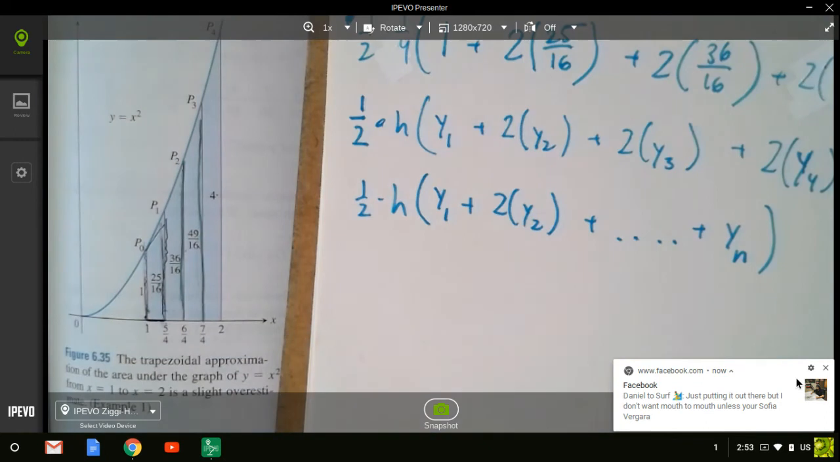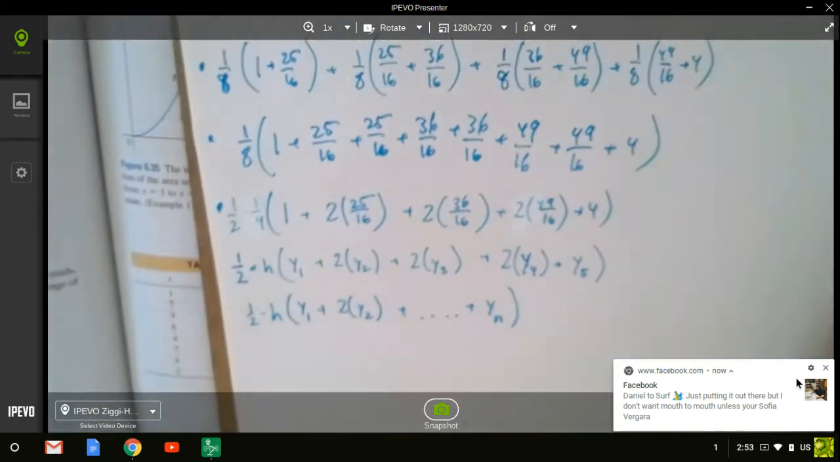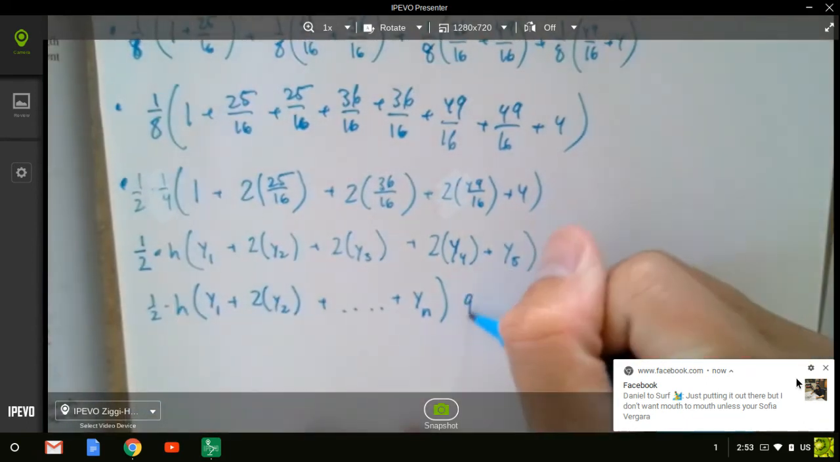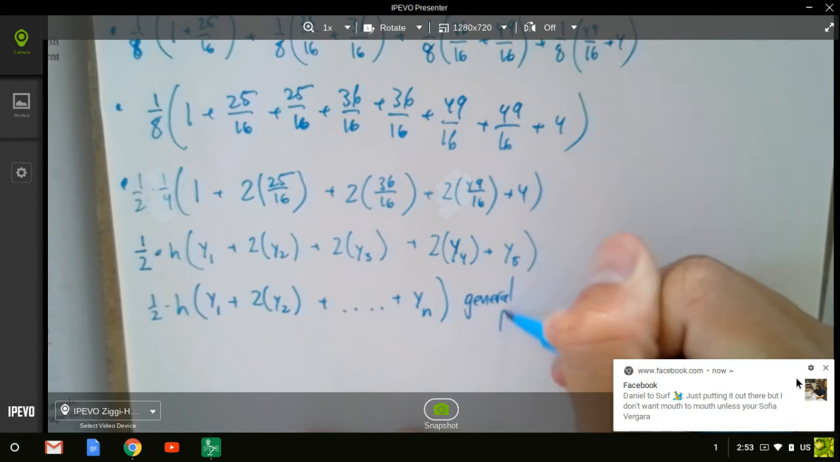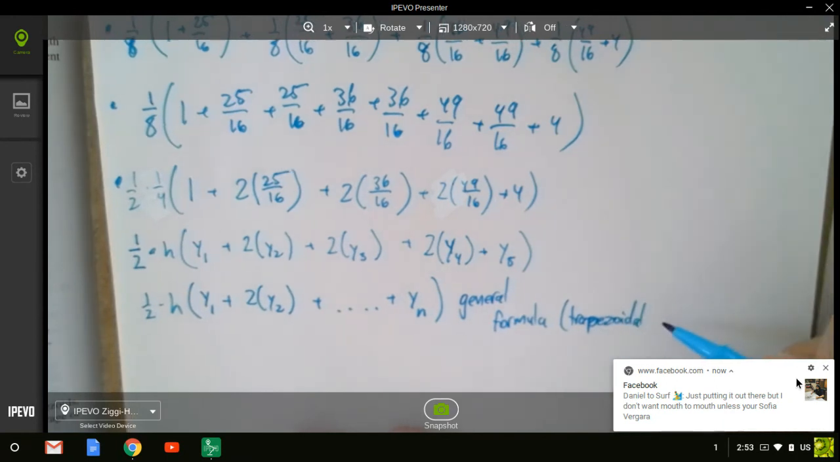So I did all that work for this, and then right next to this should have been the general formula for the trapezoidal rule. This is the general formula for the trapezoidal rule, okay?